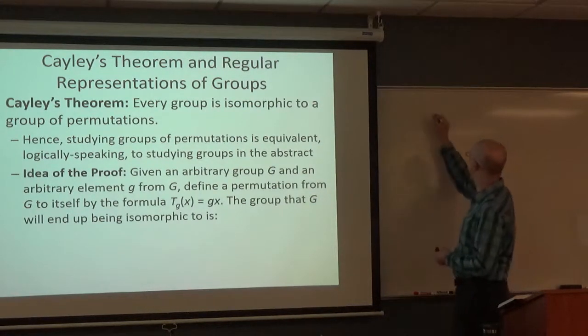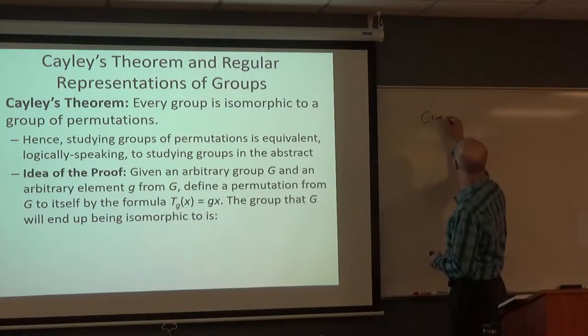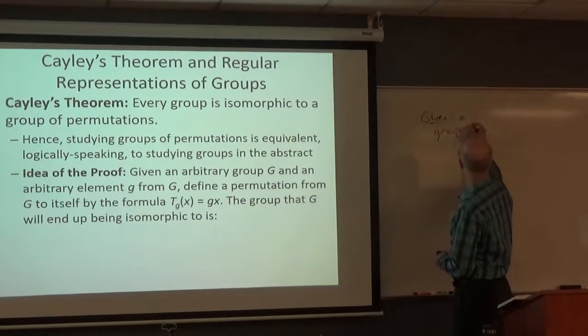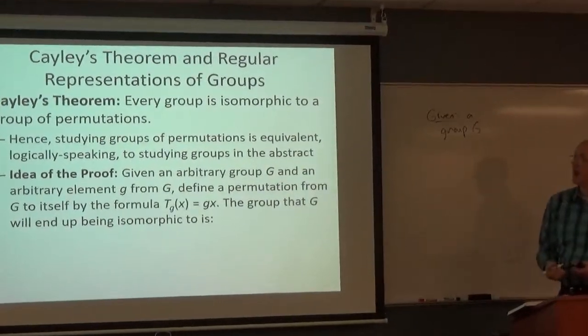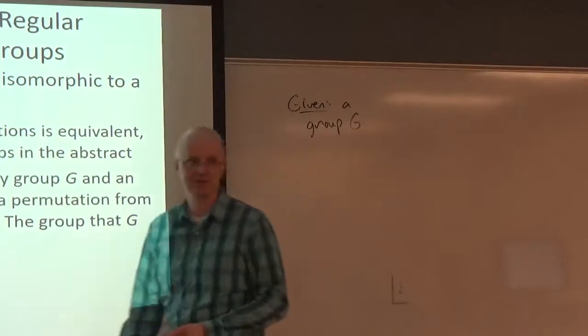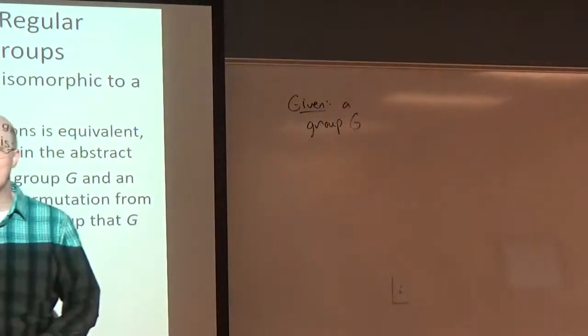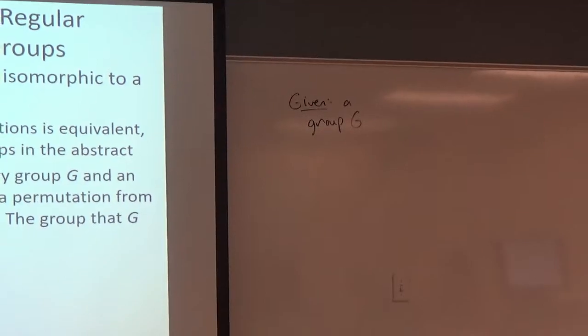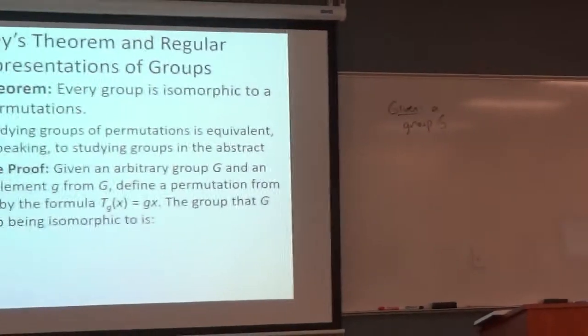You're given a group G. Given a group G, you have to come up with a group of permutations that this is isomorphic to. How in the world are you going to do this in the abstract? You don't know what G is. If you're going to prove an abstract theorem like this, you somehow have to use G.